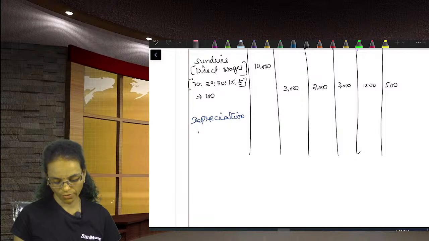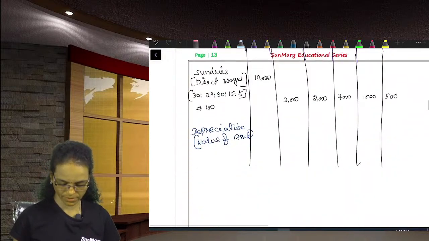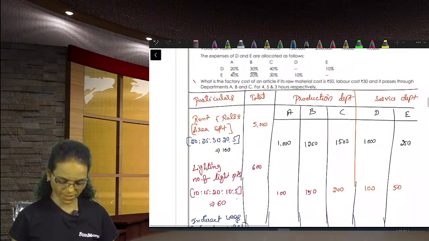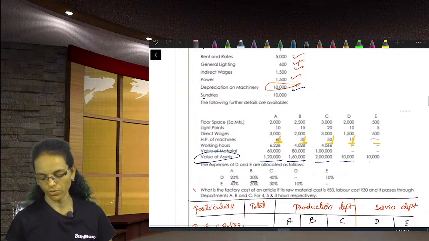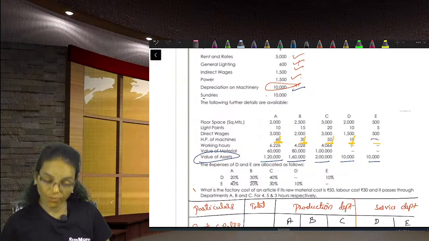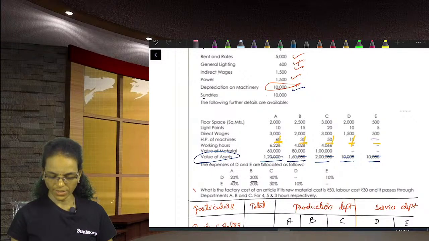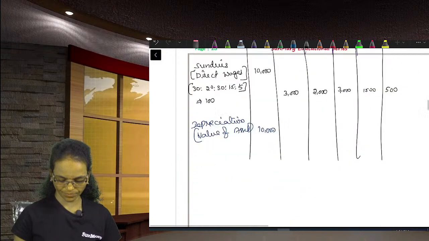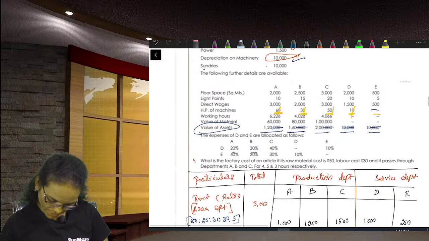is on the basis of value of asset. What is the depreciation expenditure? 10,000 rupees. And value of asset is given here 1,20,000, 1,60,000, 2,00,000, 10,000 and 10,000. So everywhere 4 zeros are common. So 12, 16, 20, 1, 1. Correct only, right?